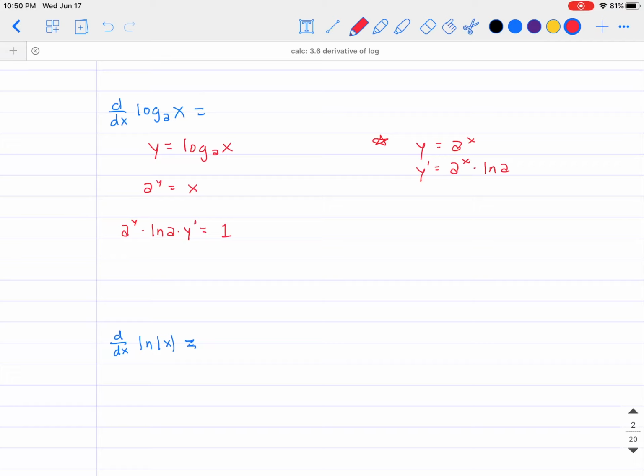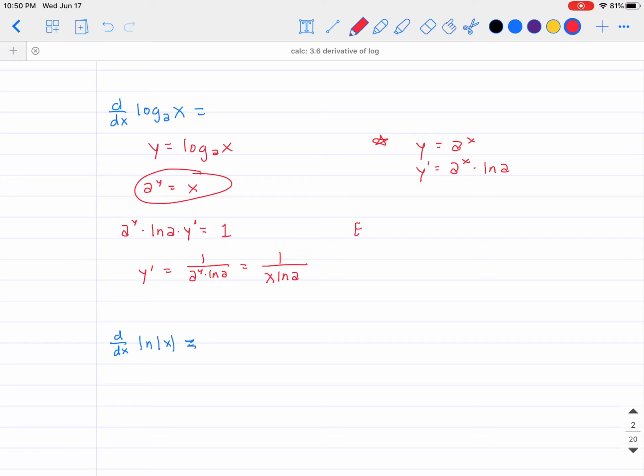So just like before, we're going to go ahead and isolate y prime. We're going to move everything that's not y prime to the right-hand side. So y prime is now equal to 1 divided by a to the y multiplied by ln of a. And just like before, we're going to replace a to the y with x, from the second step. So that means my final answer is 1 over x multiplied by the ln of a.